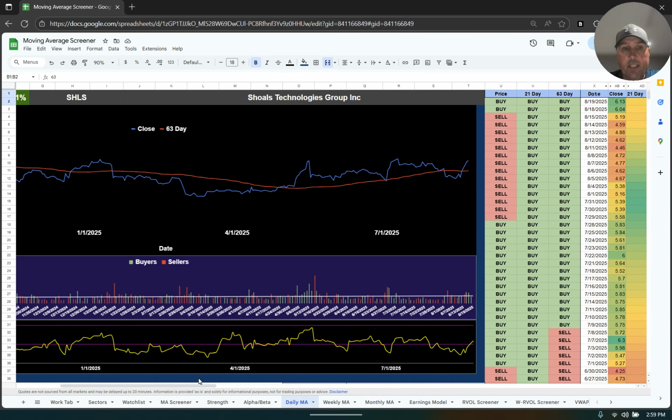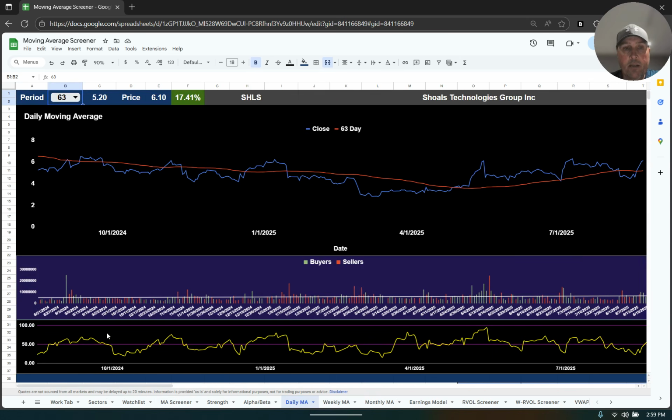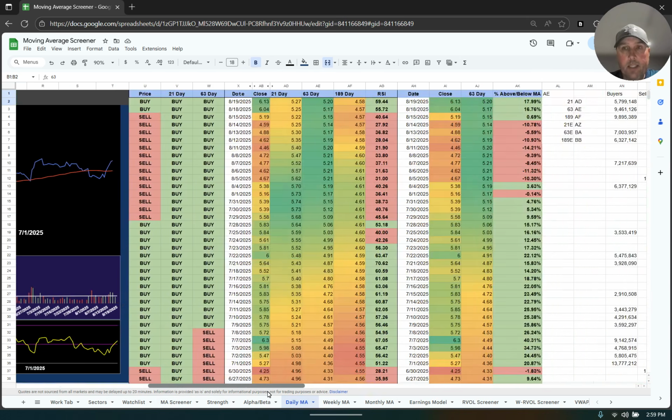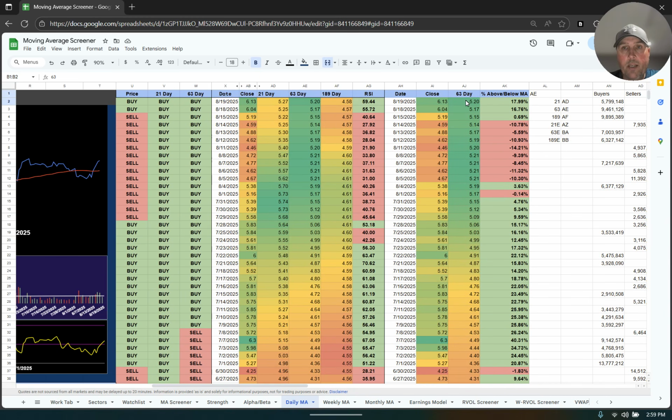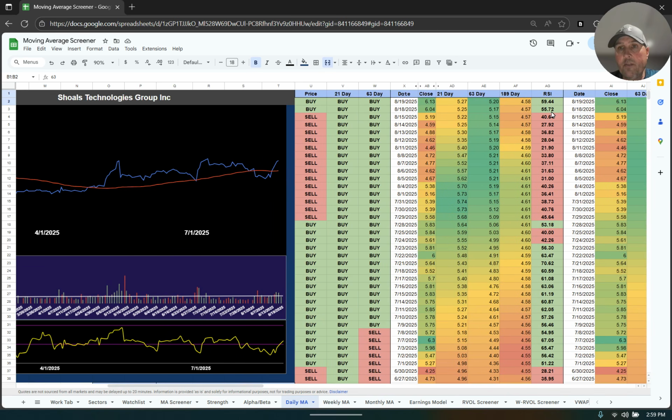Because I have the 63-day selected up here, we're going to have the 63-day selected right here. If I put that back to the 21-day, it'll select the 21-day. And then we get the percentage above or below the moving average based on the period I have selected, going back however many days. I consider the 50 RSI a buy signal, anything below it a sell signal. That's why I have this. When it's above 50 it's green, when it's below 50 it's red.